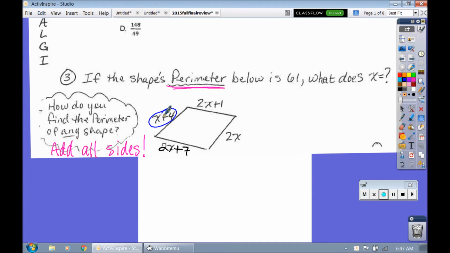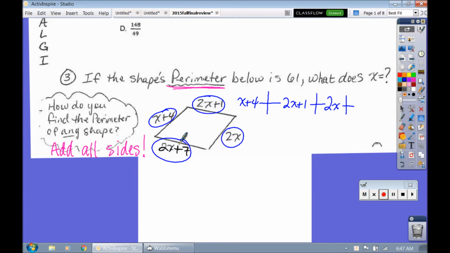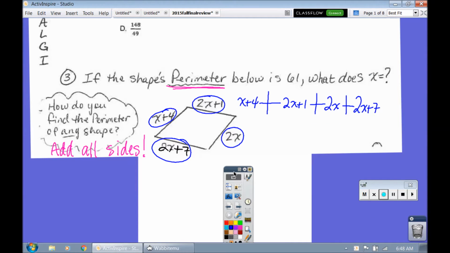We're going to take x plus 4. That's the side I'm going to start with. We're going to add that to the next side, 2x plus 1. And then we'll add that to the next side, which is 2x. And we're going to add that to 2x plus 7. We're going to set all of that equal to 61.